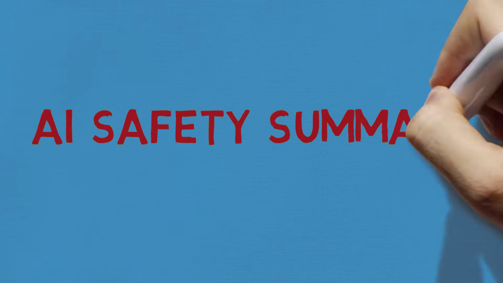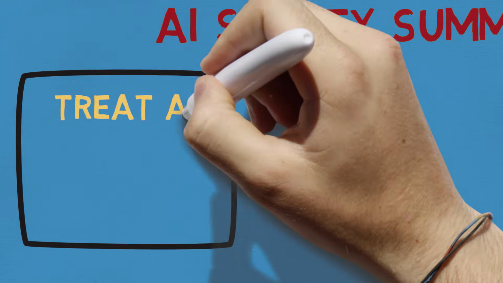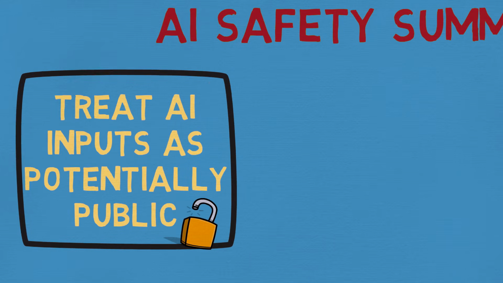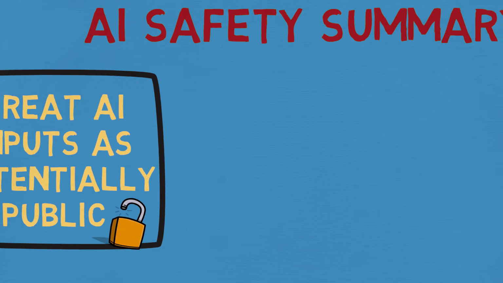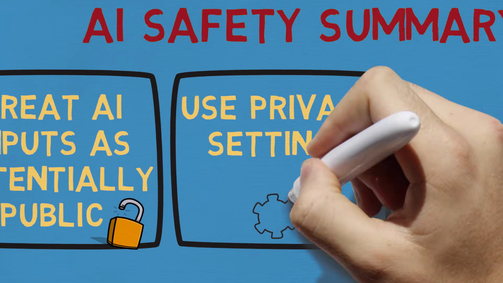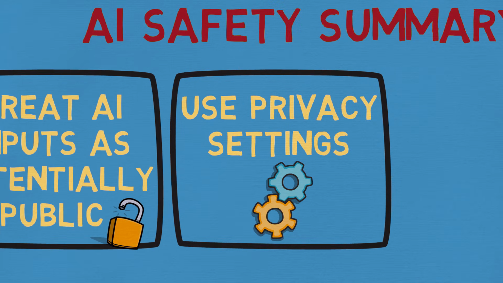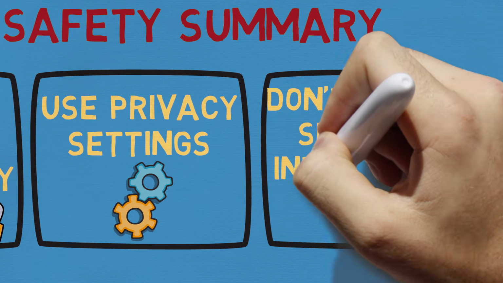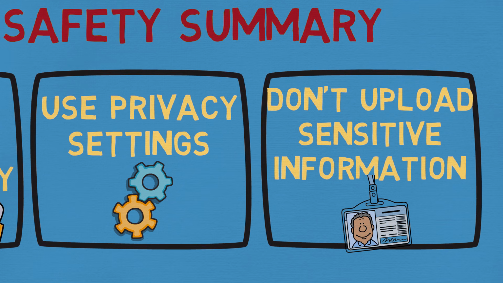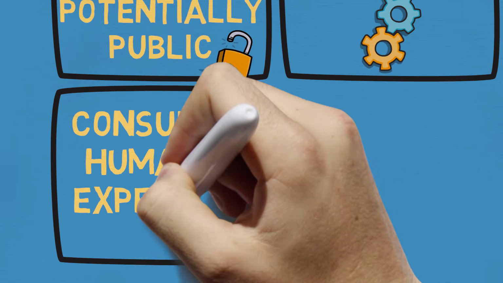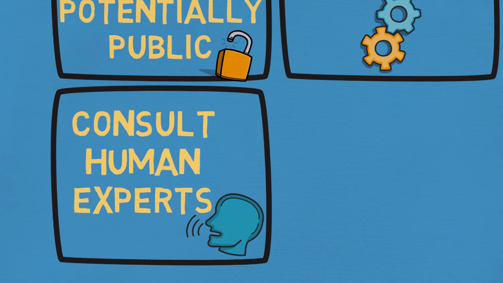So here's a quick summary of how to use AI safely. Treat any information that you upload into an AI or put into a prompt as potentially publicly available. Use the privacy settings your tool gives you, including switching off using your data for training. Don't paste sensitive information into your AI, particularly things like passports, your ID, passport numbers, banking details, medical records, home address. Speak with a human being before acting on medical, legal, or financial advice. For mental health issues or crises, talk to a human being. It's the safe thing to do.